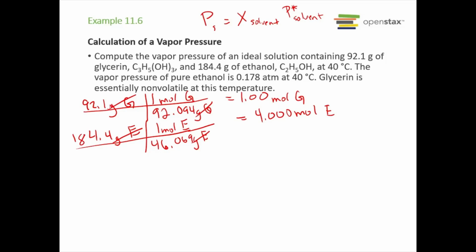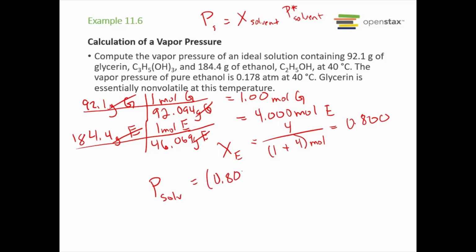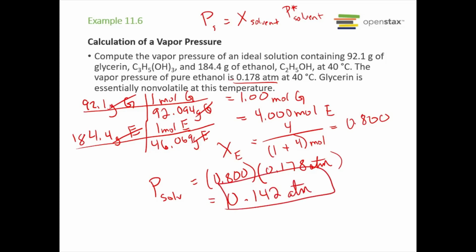So now we can get the mole fraction of ethanol. That is equal to 4 divided by 1 plus 4. I'm just not worrying about decimal points right now, which is 4 over 5, which is 0.800. So our P solve is equal to our X solve, 0.800, times P star solve, which we were told is 0.178. And we end up getting 0.142 atm. Remember that mole fraction is unitless.